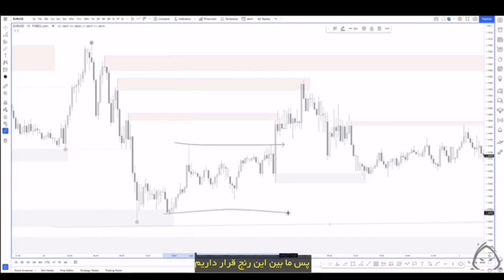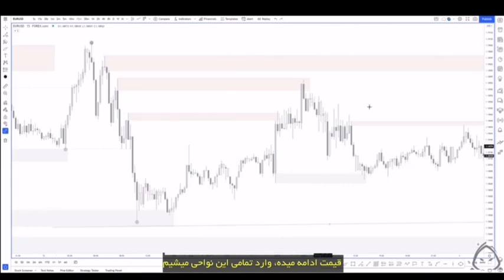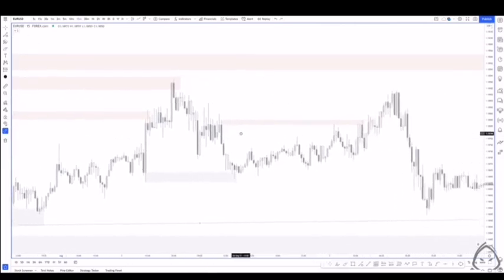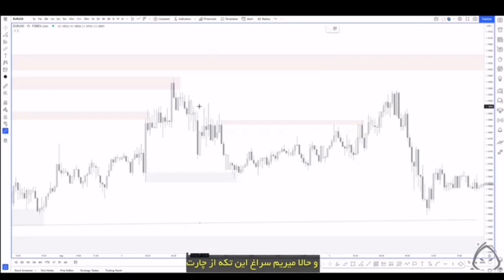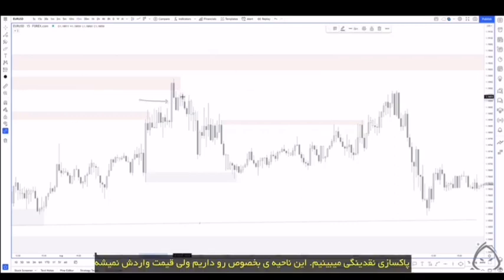So we're moving between this range. We haven't seen any mitigations that are warranting anything. Price then continues. We tap into all of these zones. And then we can just move into this little bit of information. You can see sweep of liquidity. We do have this particular zone, but nothing taps into that.